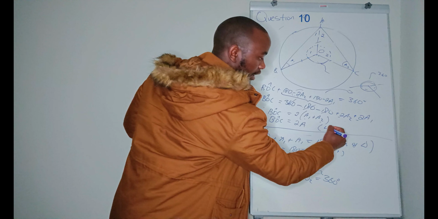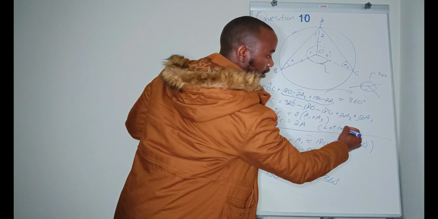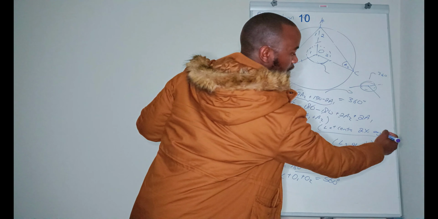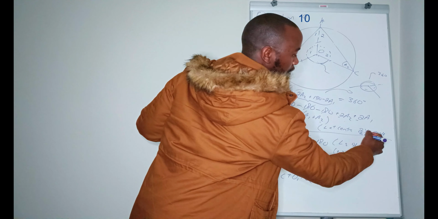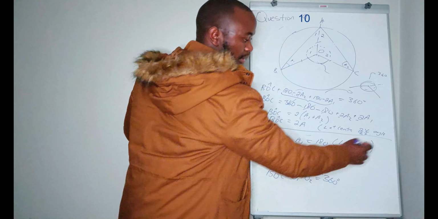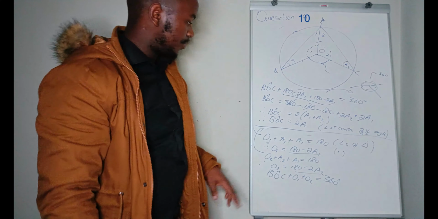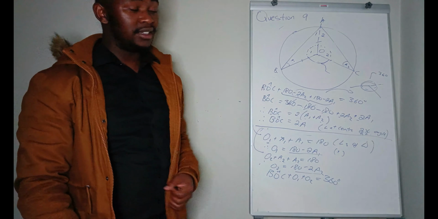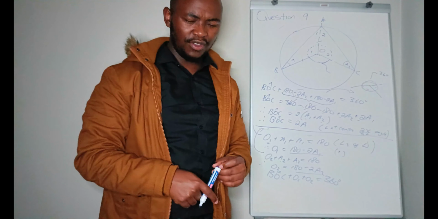And the reason is angle at center is 2 times angle at circumference. Please complete that statement from me. So angle at center is twice the angle at circumference. And that's your theorem. Thank you very much.